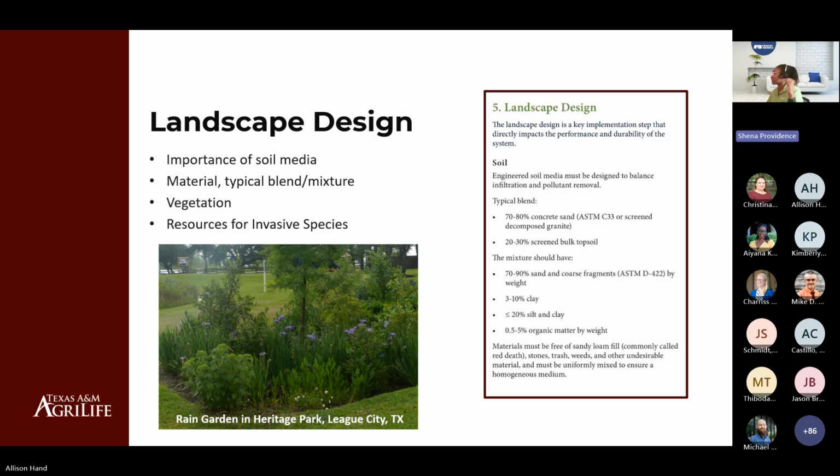And so I want to call some attention to the screenshot on the right-hand side, taken directly from the implementation guide itself. You can see, looking at the typical blend, it may be between 70 to 80% concrete sand, 20 to 30% clay, 10 to 15%... 20 to 30% screened bulk topsoil. And then within that, the mixture should have 70 to 90% sand and coarse fragments, 3 to 10% clay, less than 20% silt, and then 0.5 to 5% organic matter.